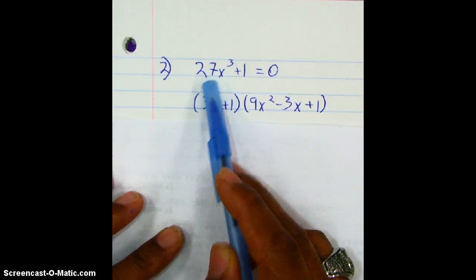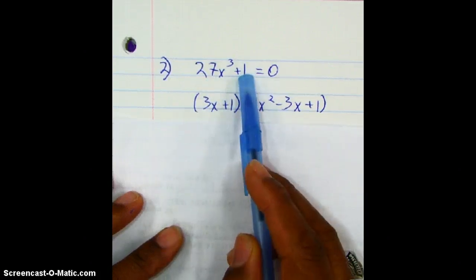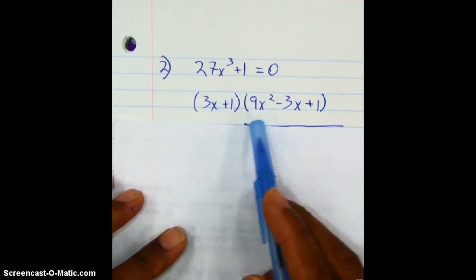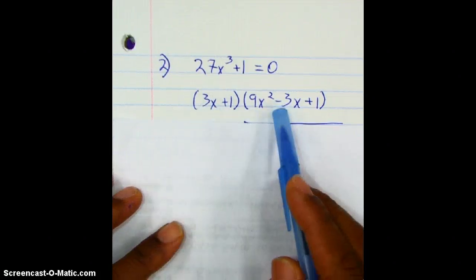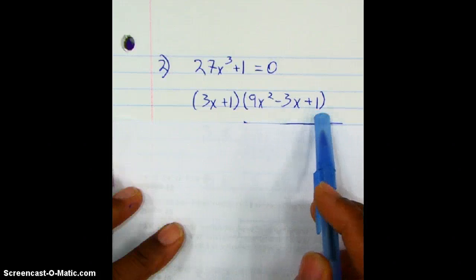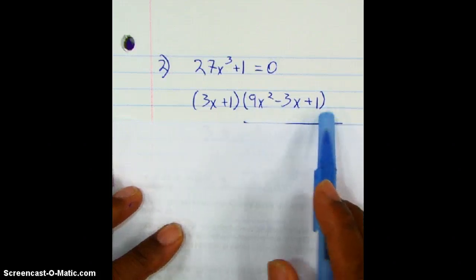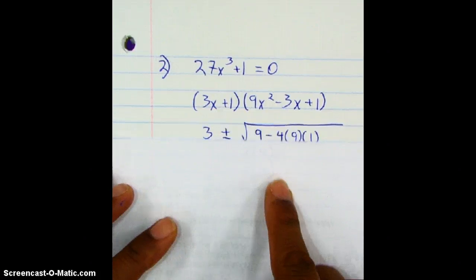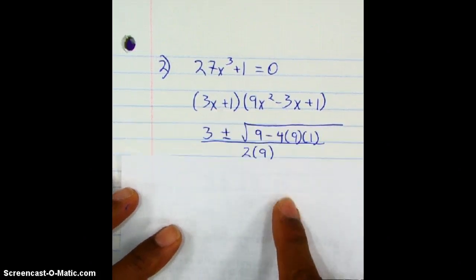The cube root of 27 is 3, and the cube root of 1 is 1. So we just plug it in. So we have 3x plus 1 that goes out in front. And then we have 9x squared minus 3x plus 1. So remember, this comes from the sum formula. So you can go back to the first page. You should have copied it down so you can refer to it. Now, next thing, we're going to use the quadratic formula.